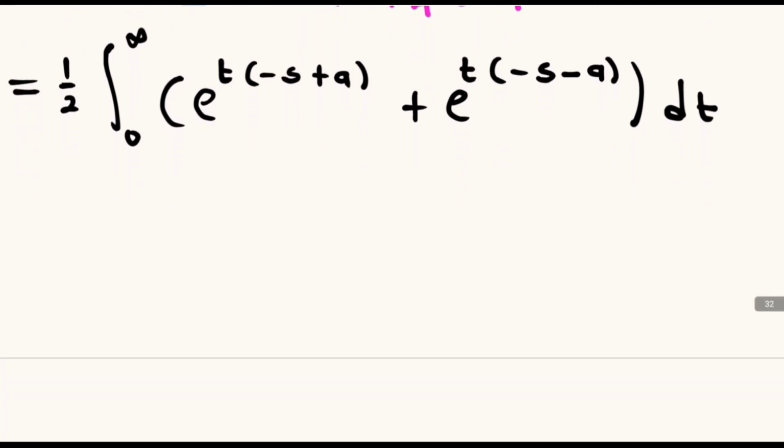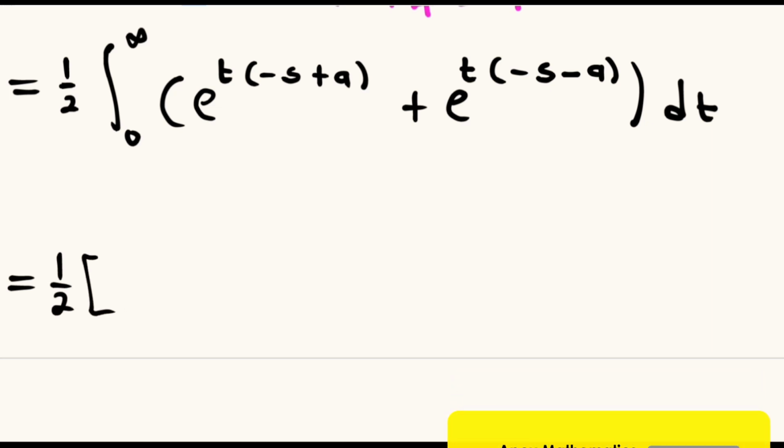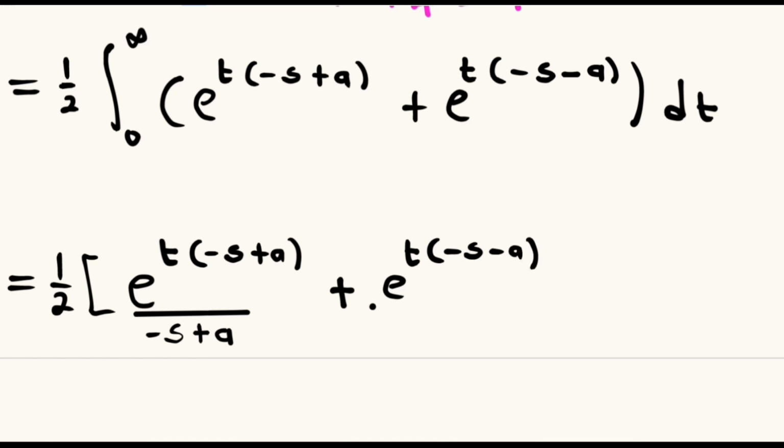So from here we can integrate. This will be equal to 1 over 2 multiplied by the integral of e raised to the power t into negative s plus a, which will be equal to e raised to the power t into negative s plus a, divided by negative s plus a, plus the integral of e raised to the power t into negative s minus a, which will be equal to e raised to the power t into negative s minus a, divided by negative s minus a, and our limits are 0 to infinity.